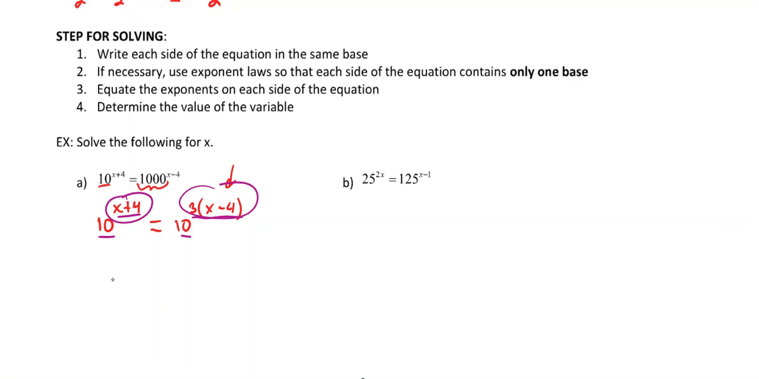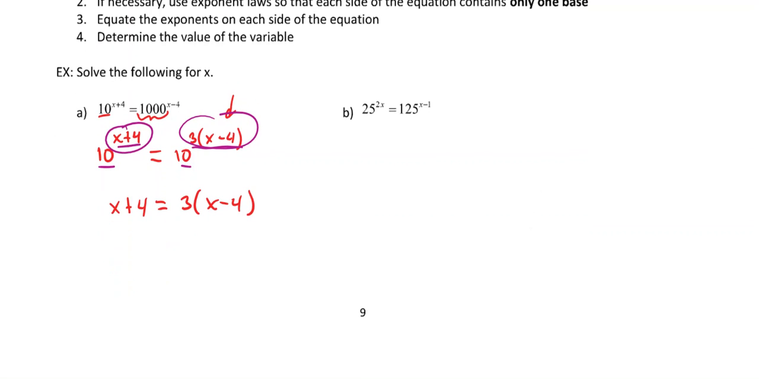So we'll say, okay, well then x plus 4 must be equal to 3 times x minus 4. And then this part is algebra that you guys have been doing for a long time now, right? So let's just expand the 3 out. So we'll have x plus 4 is equal to 3x minus 12. And then we end up with 2x is equal to 16. And then x is equal to 8.